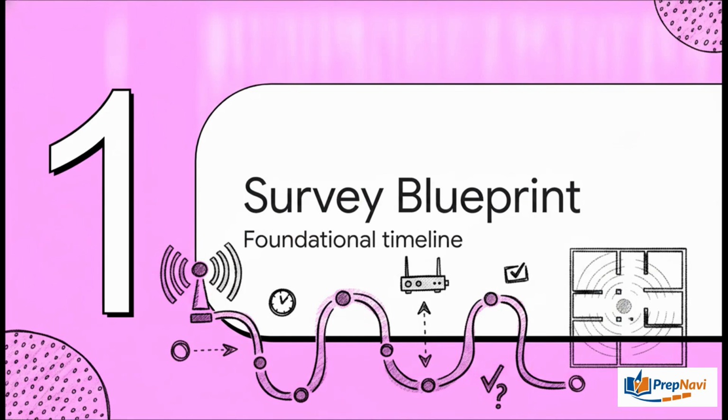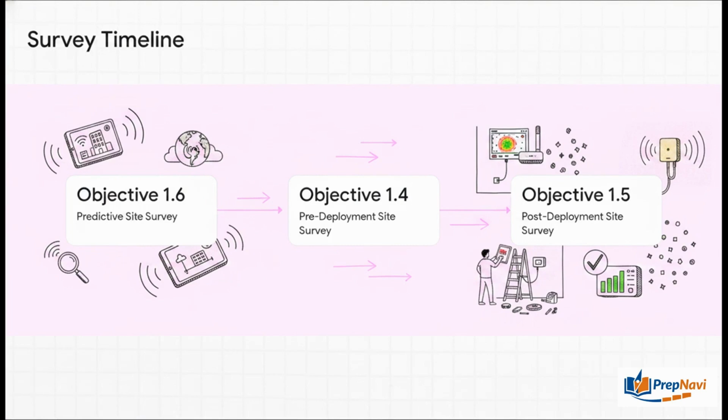Let's kick things off with Section 1, the wireless survey blueprint. For those tricky scenario questions, you've got to burn this exact chronological life cycle into your brain. First, you plan virtually. Then you physically check the site. And finally, you validate the installation.